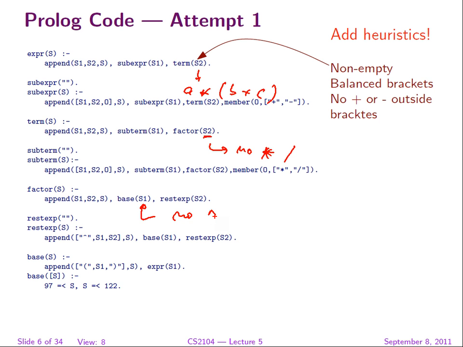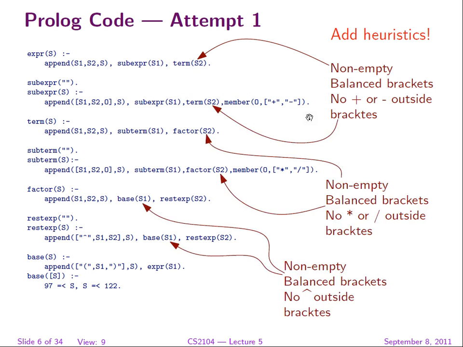Exponentiation, right? All the exponentiation is outside of the base, right? So a factor is S1 to the power of S2. So inside of S1, and because I have right associativity, inside S1 I should not have any exponentiation, any power operator. Okay?